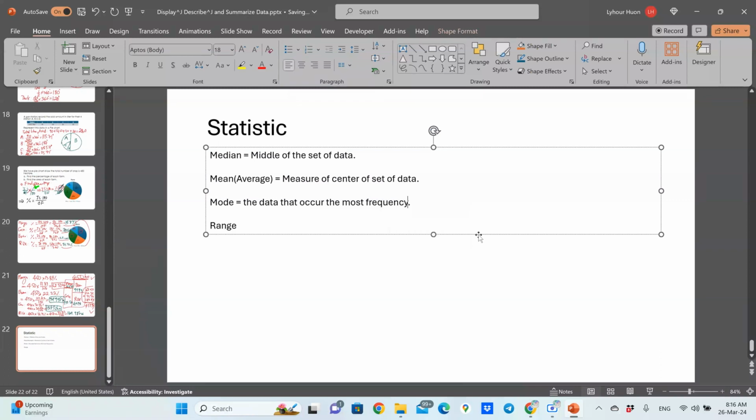The range is the highest number subtracted by the lowest number. Range is the highest number subtract the lowest number.